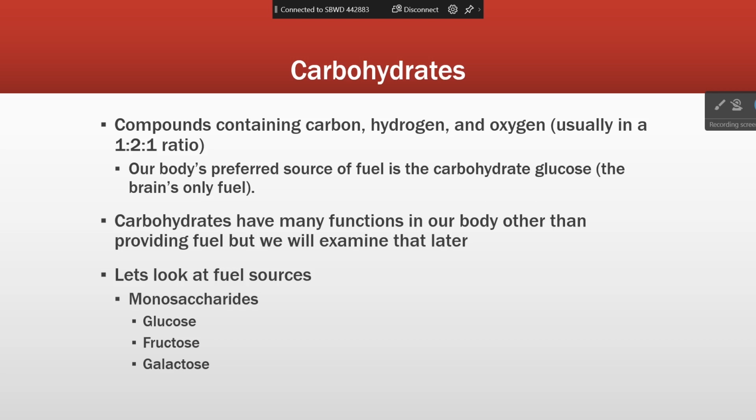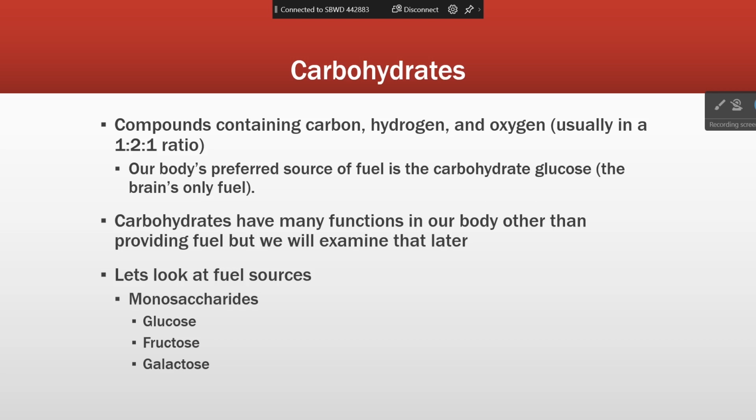Glucose is our body's... carbohydrates are our body's preferred source of fuel. It's the brain's only source of fuel. Glucose is the only fuel the brain can use. Other areas of the body can use a variety of different molecules, but glucose will be used if it's readily available. Okay. Other than fuel and energy, which is kind of how we think most about carbohydrates, they also have a lot of other functions that we'll talk about as we go.